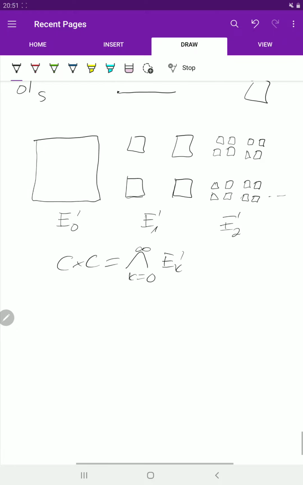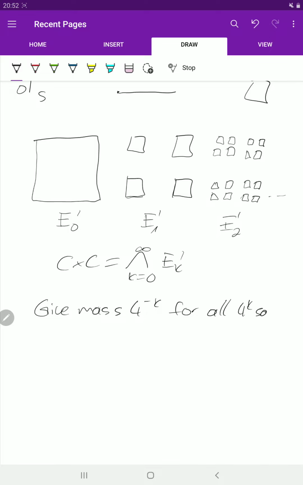Okay, and what we do now is for each k, we give mass 4 to the minus k to all 4 to the k squares. So this square gets mass 1, and here it still has mass 1, but we distribute it on the 4 different squares, and now we distribute it further, and so on.